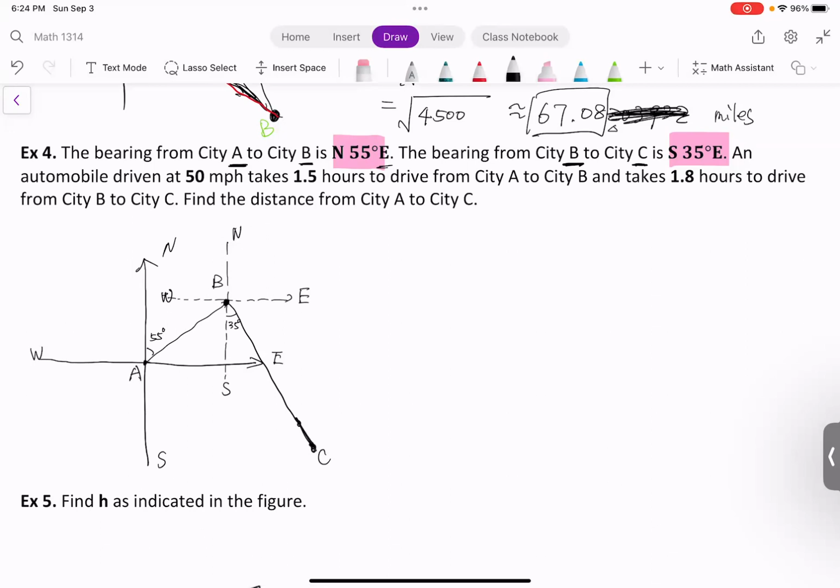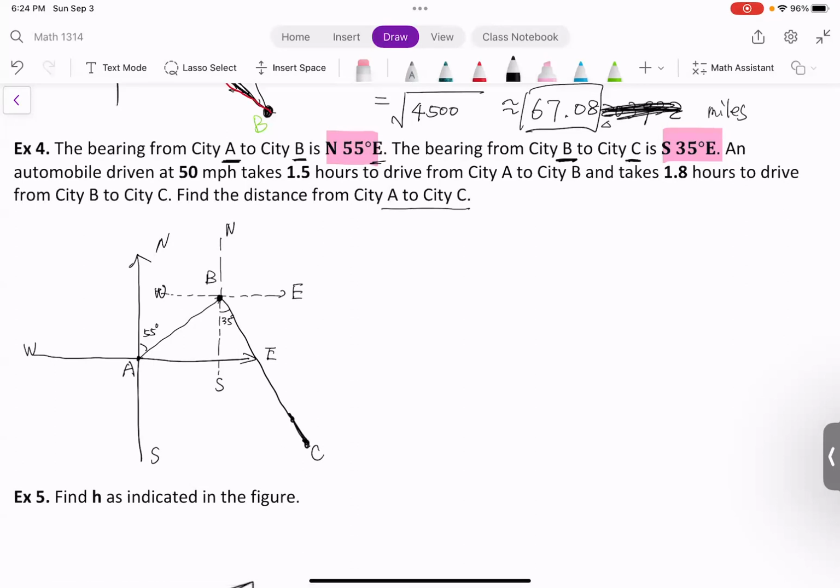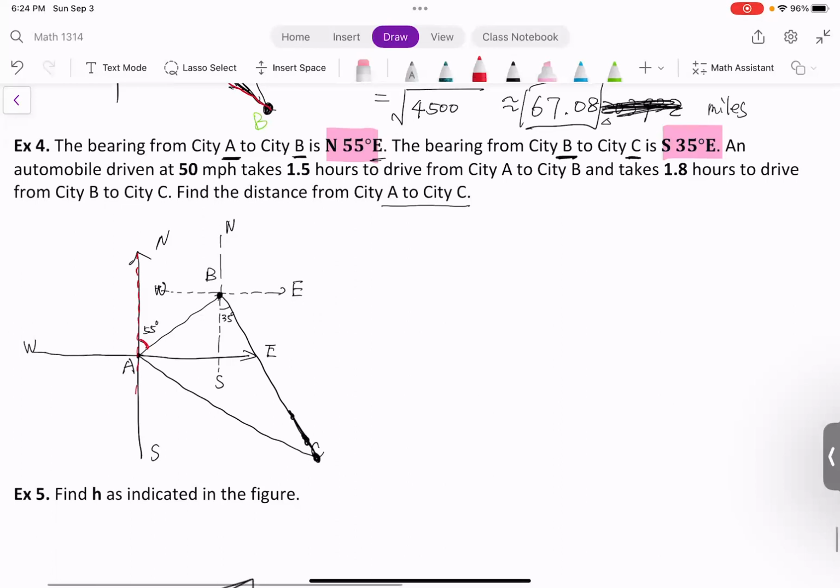So how about the distance from A to C? Let's connect city A and city C. I hope this is a right triangle so I can solve it easily. Let's see if it is a right triangle or not. This angle is 55, and this vertical line and this vertical line are parallel to each other. That means this angle 55 and the angle here are alternate interior angles. They have the same measure, 55 degrees. So I can put 55 here.